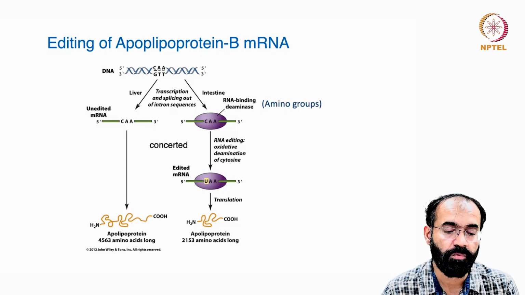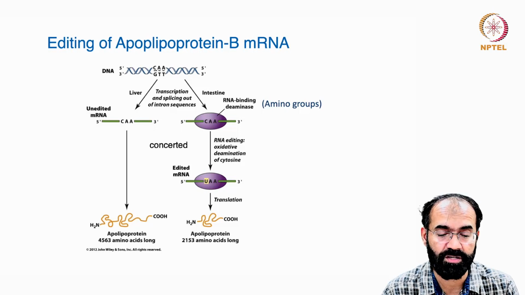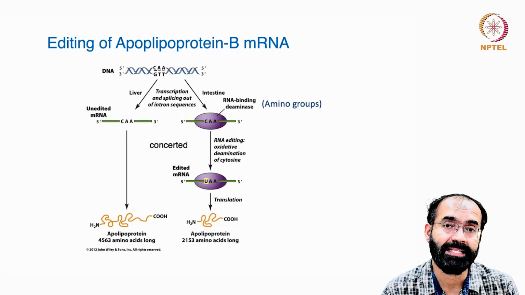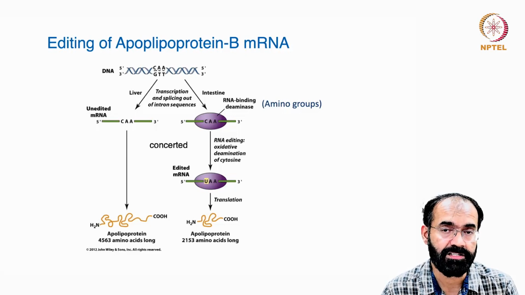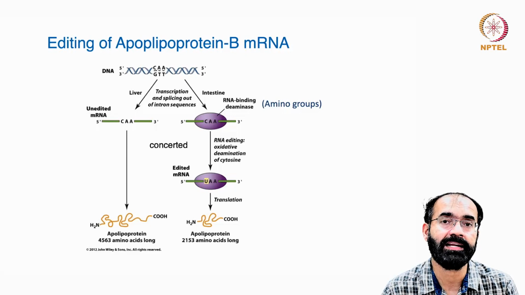So actually it should be 4563 amino acids long if the CAA codon was intact, but because of this RNA editing, C became U. You have an apolipoprotein which is 2153 amino acids long, which can function in the intestine. Don't think this is by accident, because both tissues need apolipoprotein. Liver needed a larger version, whereas intestine needed a shorter version, because they are totally different tissues. So RNA editing becomes handy.